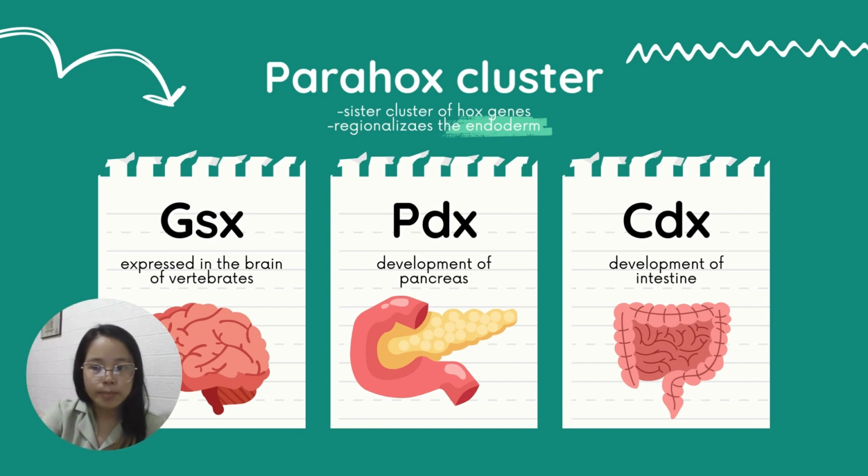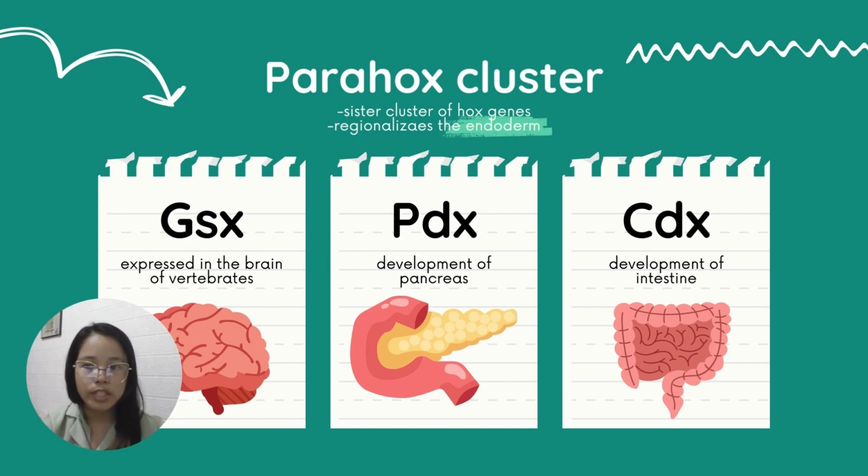The GSX gene is particularly important in the development of the brain and spinal cord, as well as in the formation of the pancreas and other organs. The PDX gene is expressed during the early stages of pancreas development and is required for the formation of the pancreatic buds. It is also involved in the differentiation of the pancreatic cells into endocrine and exocrine cells. Lastly, the CDX gene is involved in the regulation of stem cell differentiation in the intestinal lining and expressed in the tail bud region of the developing embryo, controlling the formation of the tail and hindgut.